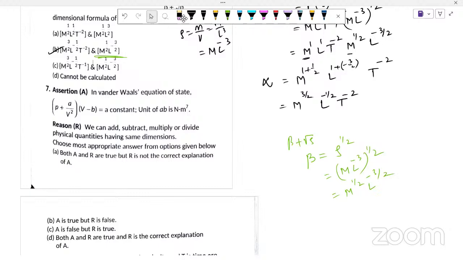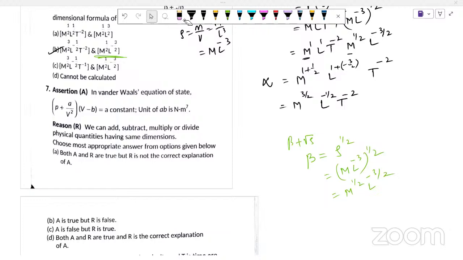So the reason is 110% false, isn't it? And in the van der Waals equation, (p + a/v²)(v − b) is equal to a constant, and it is also asking the unit of a, so we need to cross-check whether the unit comes out the same or not. Check it once. Sir, assertion is true, reason is false. Very good, beta. Can anyone else answer?